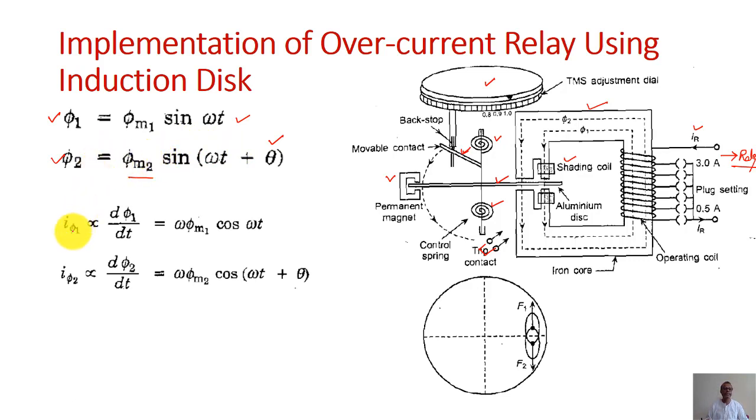Now I can write I phi 1. What is this I phi 1? I phi 1 is the eddy current produced in the aluminum disk because of these two fluxes. I phi 1 is produced because of phi 1, and I phi 2 is produced because of phi 2. These are the eddy currents produced on the aluminum disk.